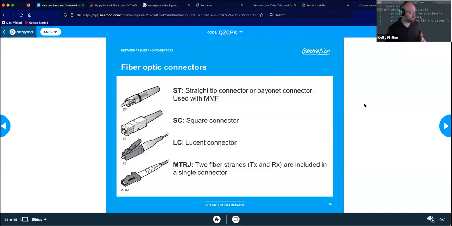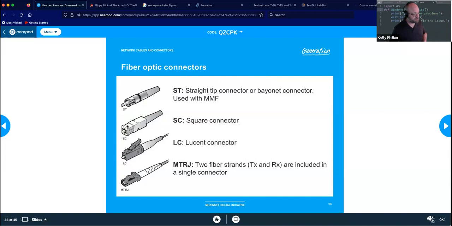So you have your ST, also known as straight tip. It uses that same BNC connector like the old coax. It's kind of easy to identify. It has a round connector with the tip extruding from the end. And it's ST, straight tip. Below that, you have SC, which is square connector. You can see it has a very squarish shape on the end of it.